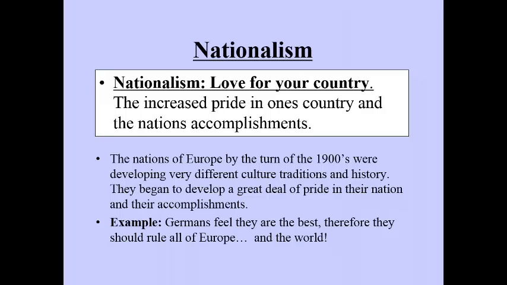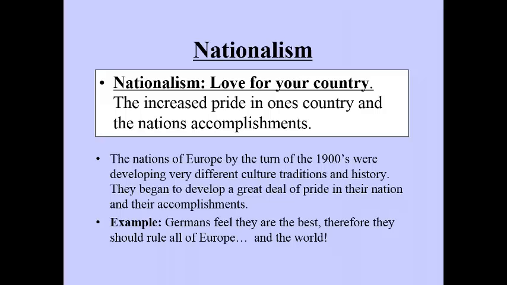If we go back to the early 1900s, nationalism was definitely in full force in Europe. Thinking back to the idea of militarism, we have a really strong navy, being proud of that, having the biggest empire, thinking of that as a source of pride. All of these countries had these sources of nationalism at the time. The nations of Europe by the turn of the 1900s were developing very different cultural traditions and histories.